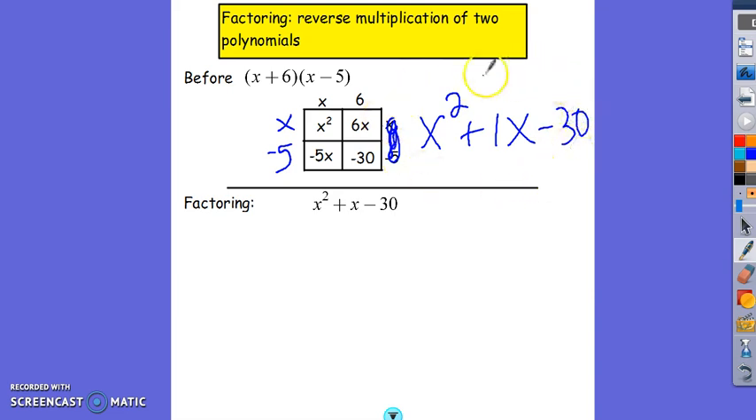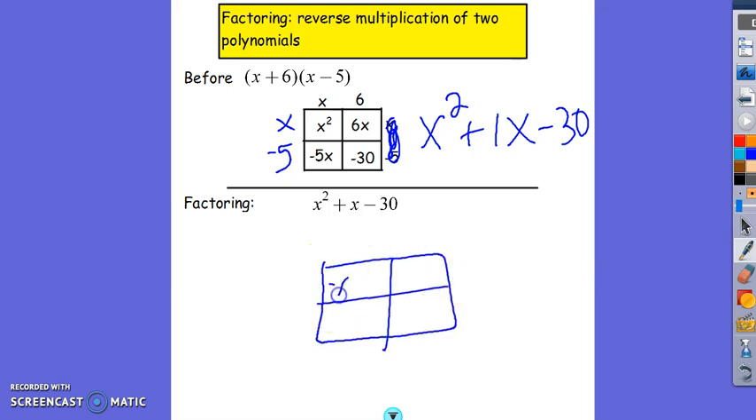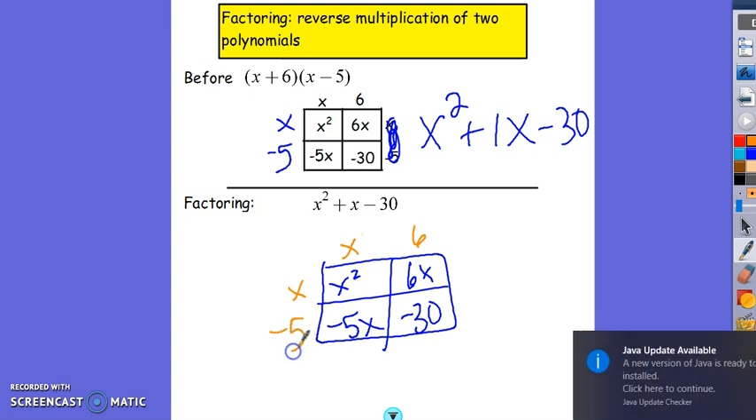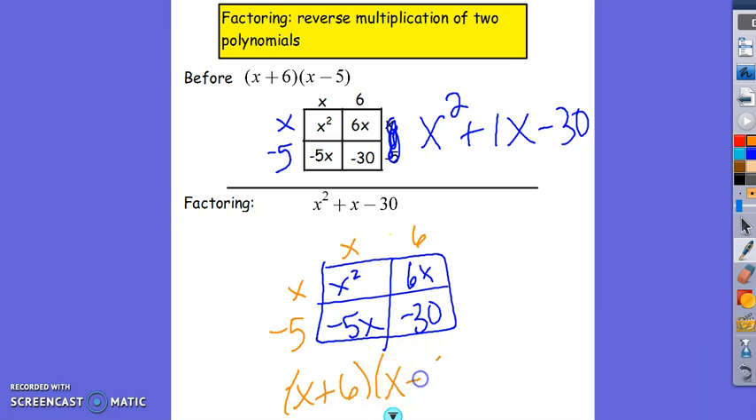Now we're going to take this trinomial and we're going to factor it. So we're going to go backwards. If I gave you the inside of the box, you're going to know all the inside pieces, and your job is to figure out how to get the outside. You're going to work backwards, kind of like a puzzle. So x squared, the only way to get that is x times x. Well, x times 6 is 6x, and x times negative 5 is negative 5x. And that's how we go backwards. Then we have factors x plus 6 and x minus 5.